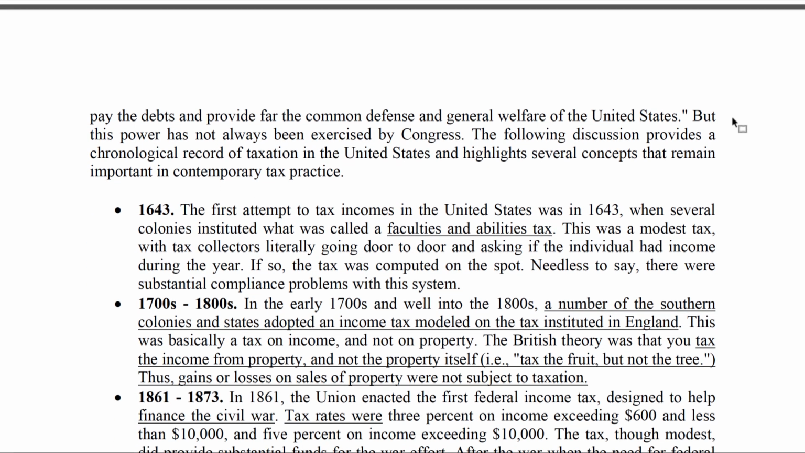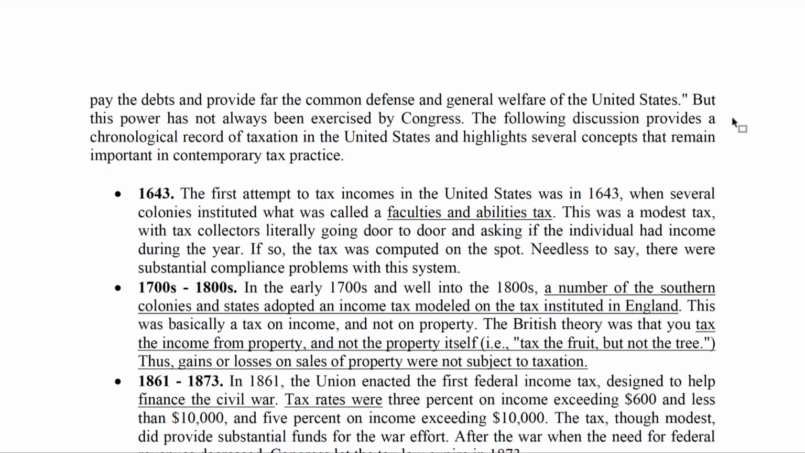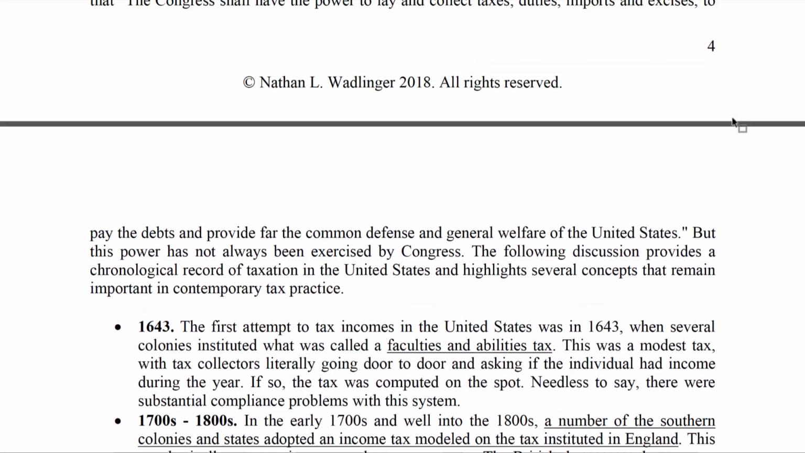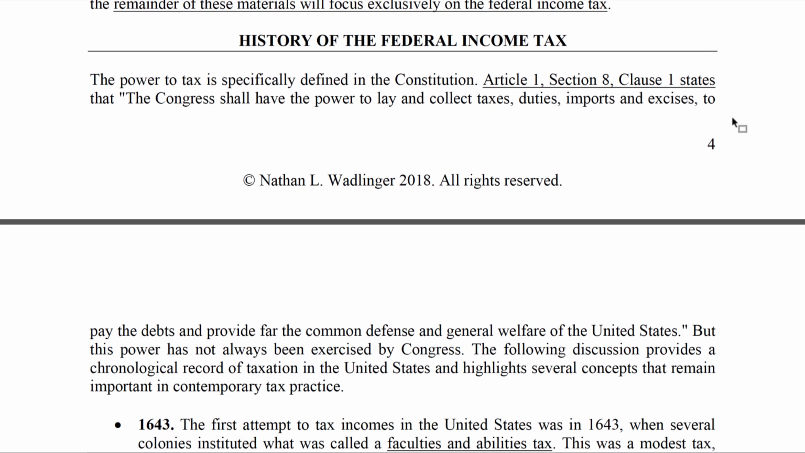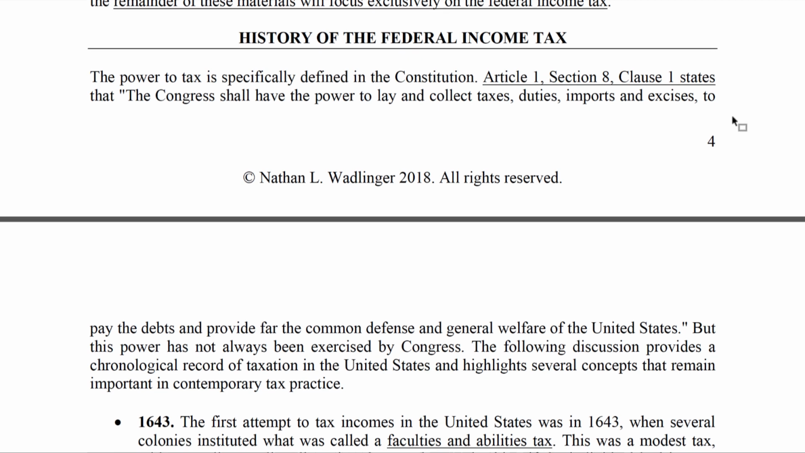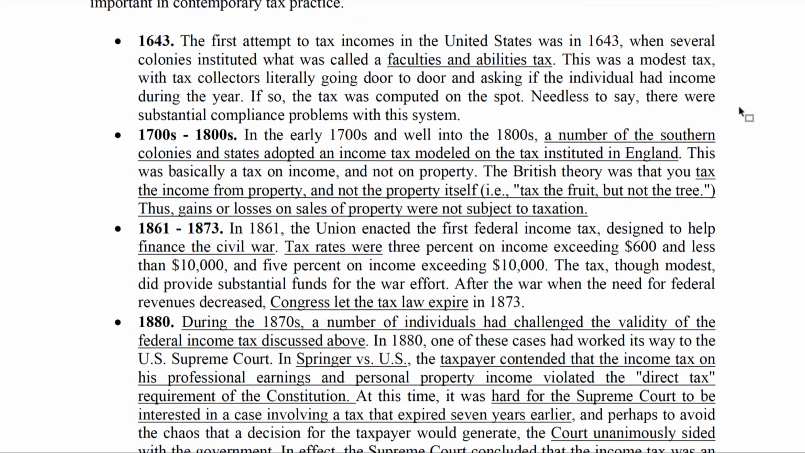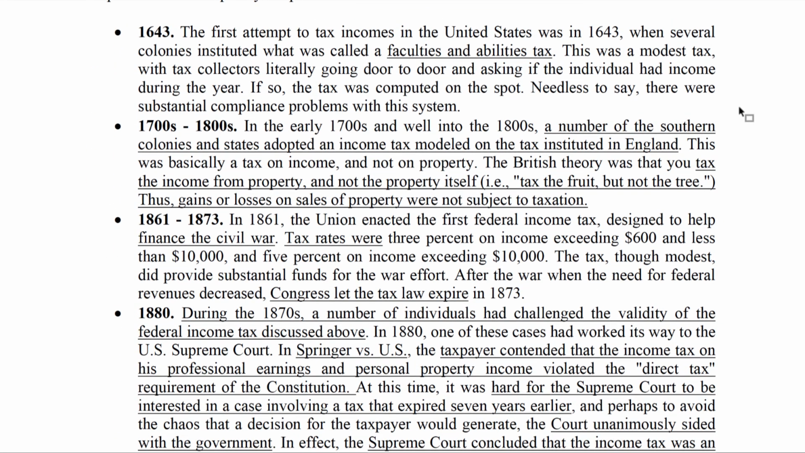But this power has not always been exercised by Congress, okay? So the idea is that even though that's been in the Constitution, this clause, that doesn't mean that it's always been used. So let's go all the way back to the beginning of the U.S. Even before the Revolutionary War, in 1643, we have the first attempt to tax incomes in the U.S. It was what's known as a faculties and abilities tax. Basically, it was a modest tax where tax collectors went around door to door and asked if the individual had income during the year.